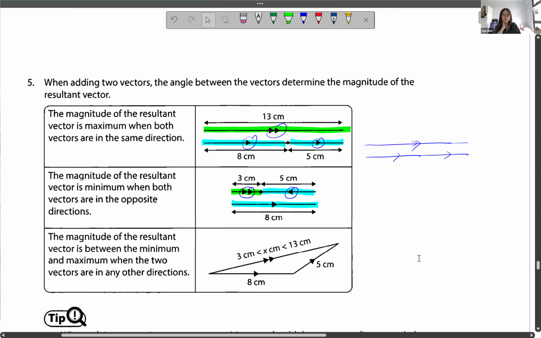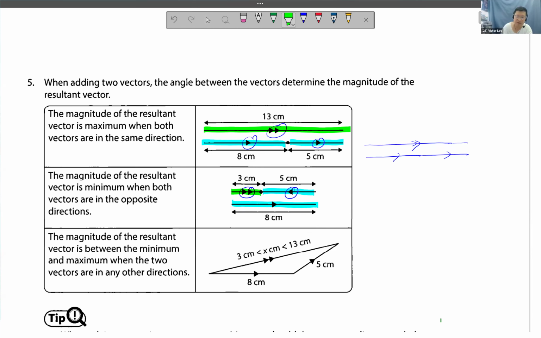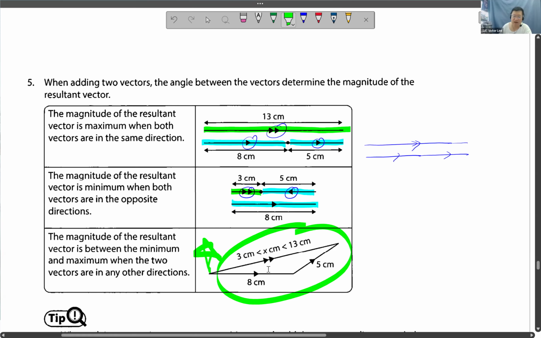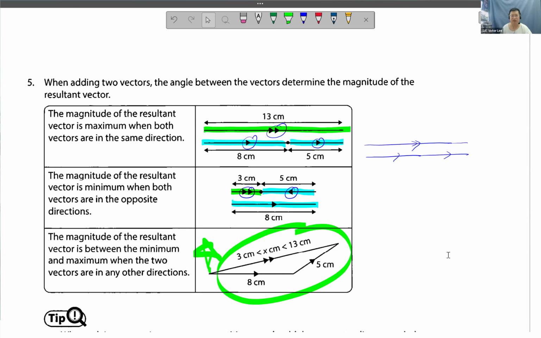Is it okay? Now down here, this is a trick question. This one is very important. If I have two vectors, 8 and 5, I can add them anywhere I like. What's the maximum value and minimum value you get by adding these two vectors together? Answer is here. Why? Because I move by 8. Look at this, this is 8. And then I move back by 5. So how much did I move? I actually move by 3 only. You see that?